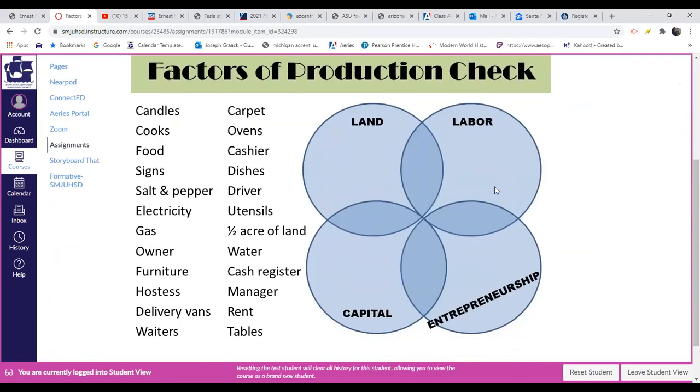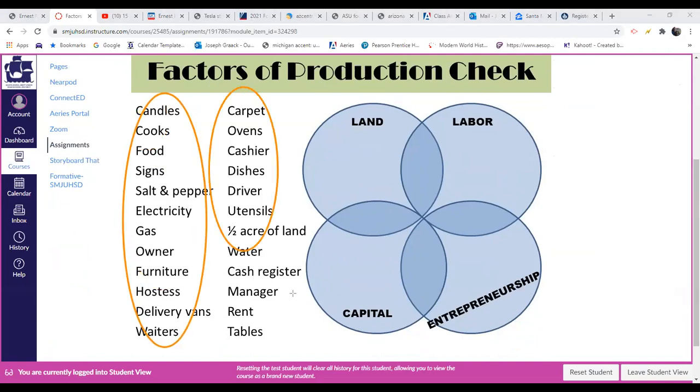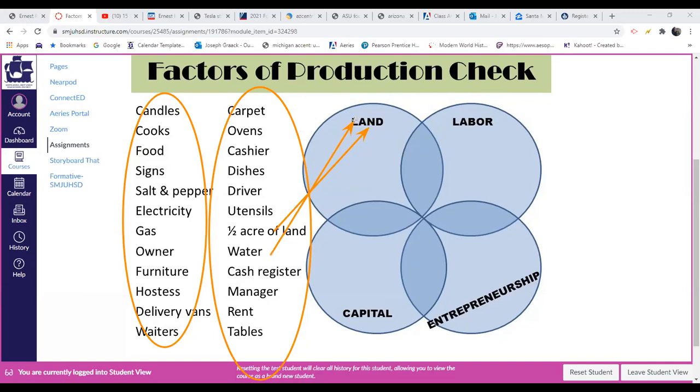You were to, yesterday, after that was done, categorize the 12 items on the left and the 12 items on the right as which factor of production best fits them, right? Half acre of land would be land, as an example. Water, right, would be a best example of land. A manager is probably entrepreneurship. Rent is always a payment for land.